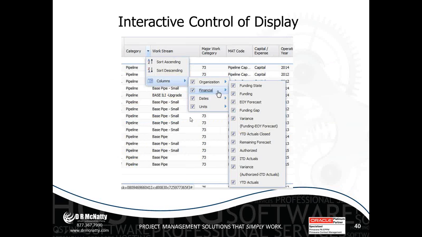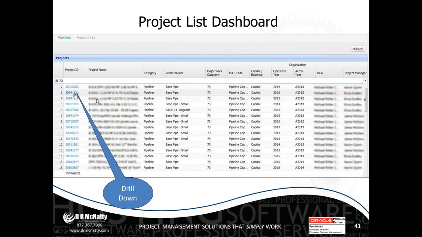Now, I'd mentioned the ability to interact with the data. Here I can control what columns I'm seeing, so I can pull up the type of information that I want, turn columns on and off. For my display, as this is displayed, you can see I've got interactive links here where I can drill down into these projects and get much more detailed information on these projects.